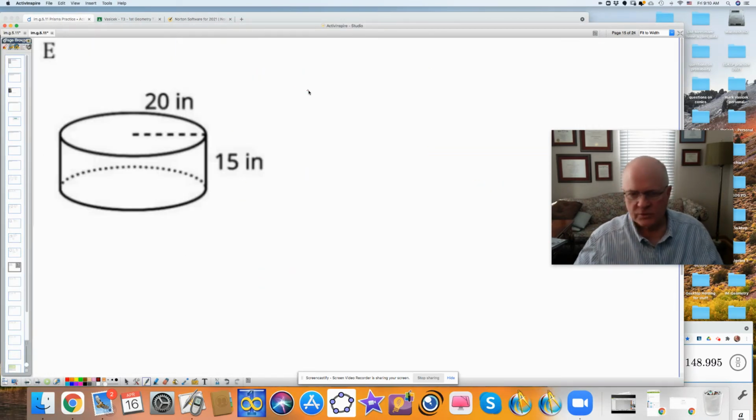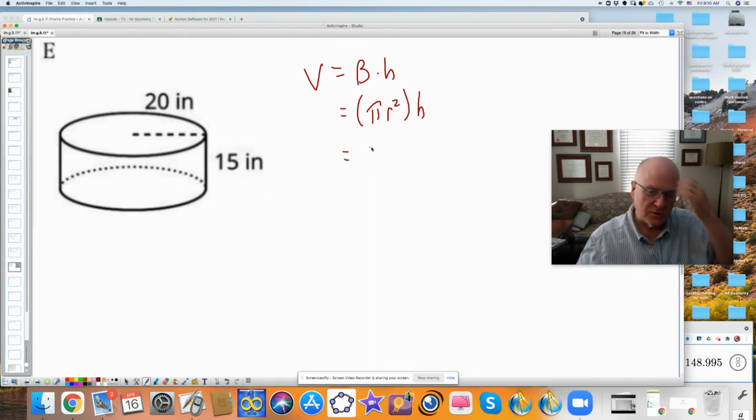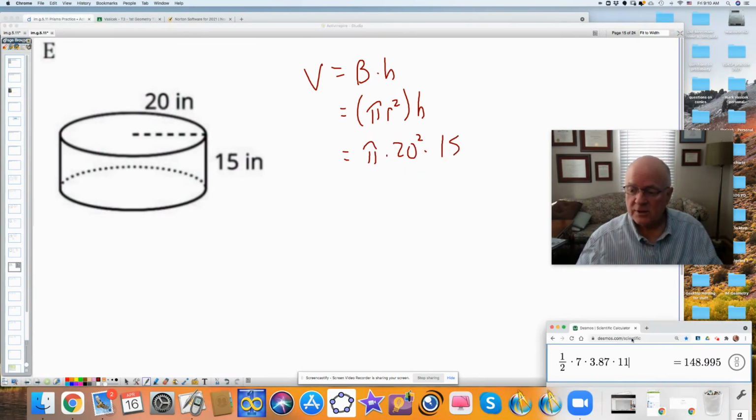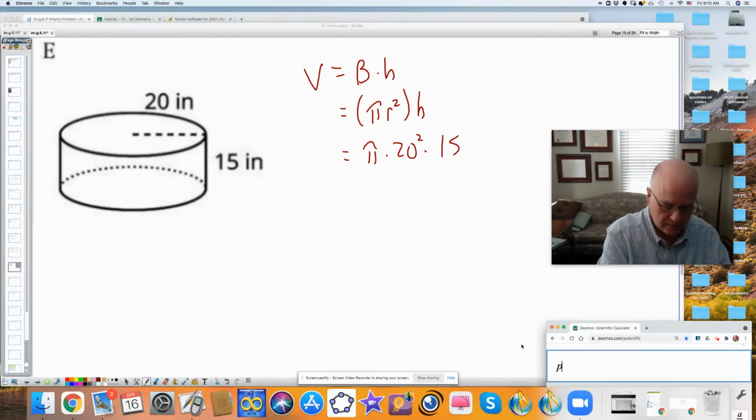The volume is equal to the area of the base times the height. The area of the base is going to be pi r squared times the height. So we substitute the values. We have pi times 20 squared times 15. And when I put that into the calculator, I have pi times 20 squared times 15.